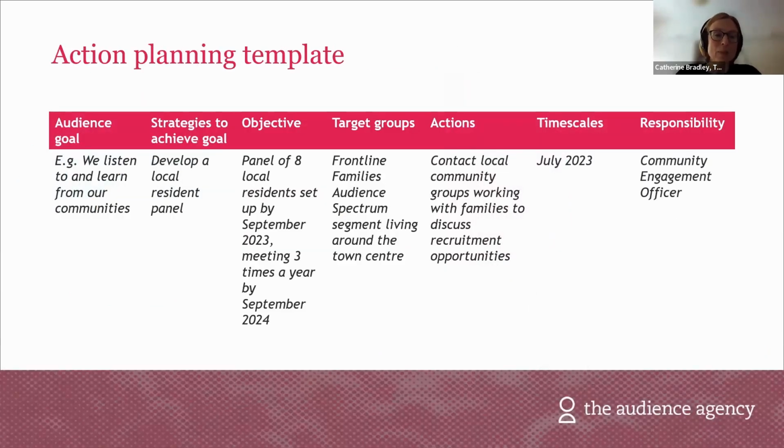We just got here an example of an action planning template. I'm not going to talk about this in a lot of detail, but in bringing all of this together that we've spoken about so far, you might be looking at this sort of template. So you're setting out your audience goal, you're setting out the strategies that you're going to put in place to achieve that goal. There's a clear SMART objective set out against those as well, so you can see exactly what you're hoping to do and when you're hoping to do it by.